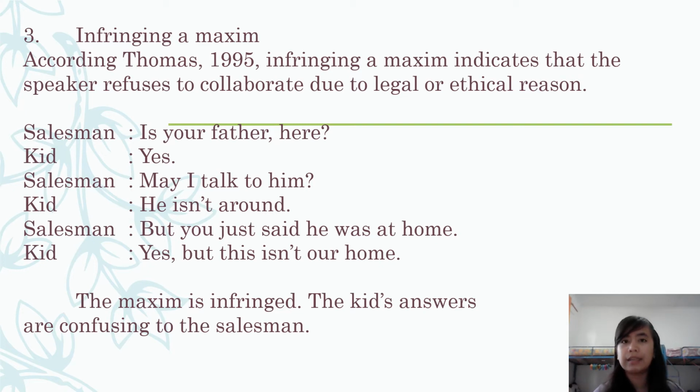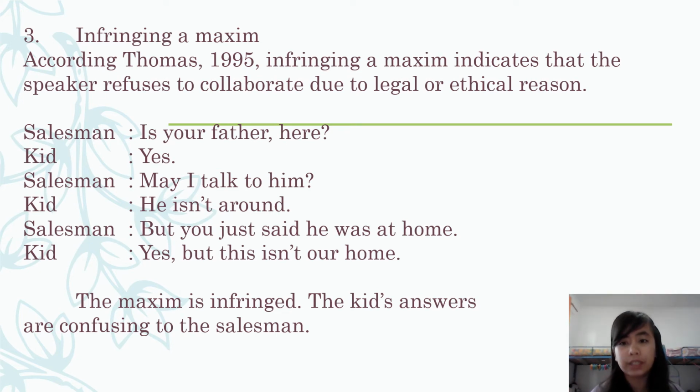Coming to the third one, infringing a maxim. When the speaker has an imperfect knowledge or performance of language, the speaker infringes the maxims, like a young child or a learner of a foreign language who wants to be perfect in a foreign language. Sometimes the speaker infringes the maxims because he is incapable of speaking clearly, he does not know the culture, or he does not have enough knowledge of the language.